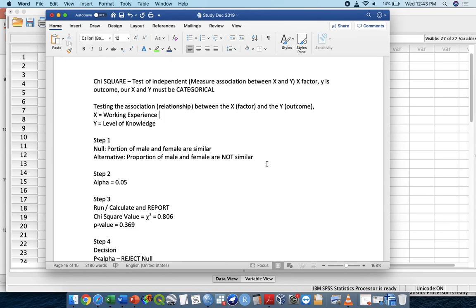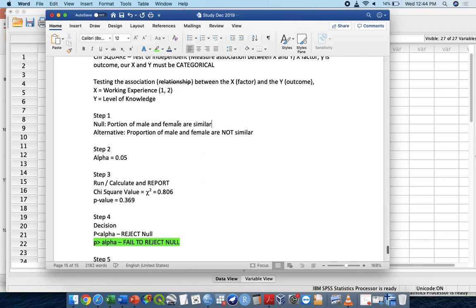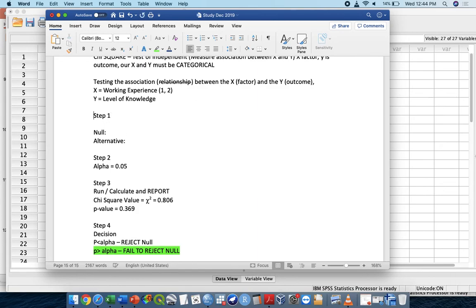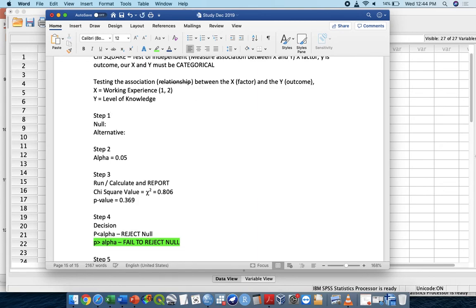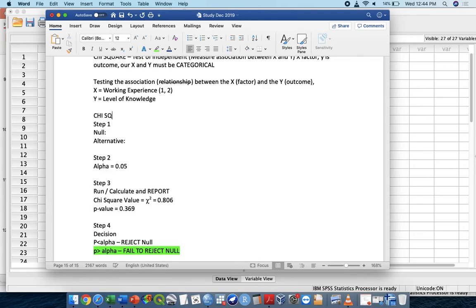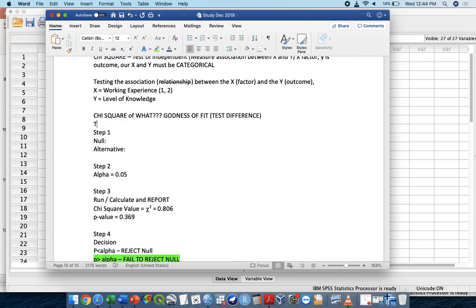In this example, I'm going to use working experience, which is 1 and 2, whether you have working experience or not. And then we have the null. So the null will be changed as follows. You must remember, when you conduct the chi-square, you must ask yourself, what kind of chi-square is this? Chi-square of what? It's either goodness of fit, which tests differences, or you are talking about the test of independence.